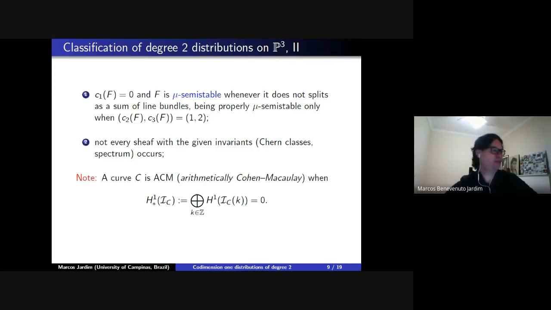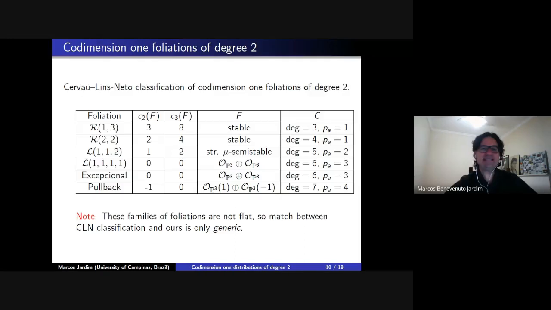Okay. So I'm more or less halfway through my talk. Feel free to interrupt me if you have any questions. But let me compare this classification of distributions with the well-known classification of codimension 1 foliations of degree 2 that was done by Cerveau and Lins Neto.